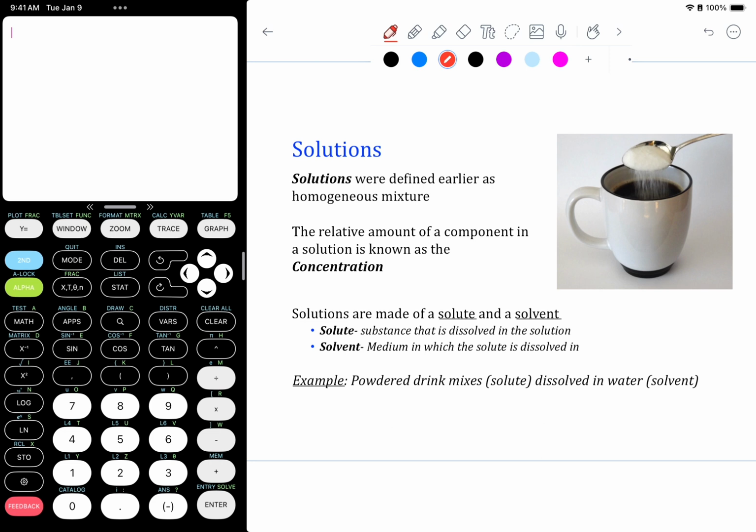So now we're going to start getting into what chemistry actually is. So we're going to discuss solutions. A lot of what we're going to do for the remainder of the semester has to do with solutions.